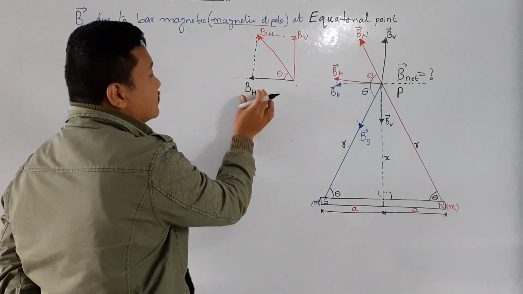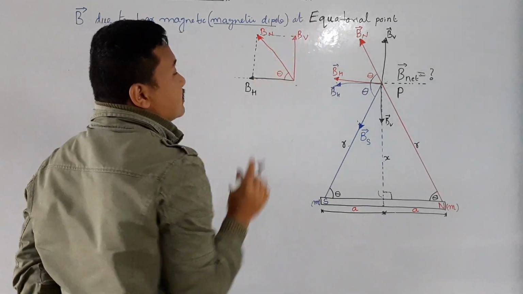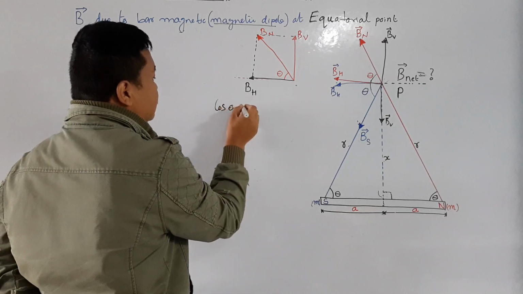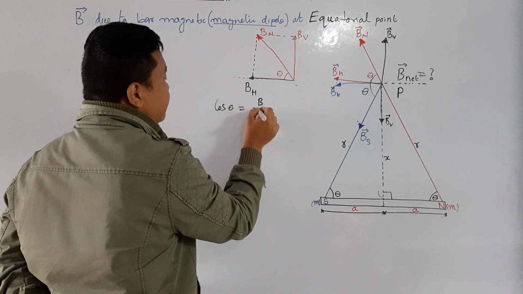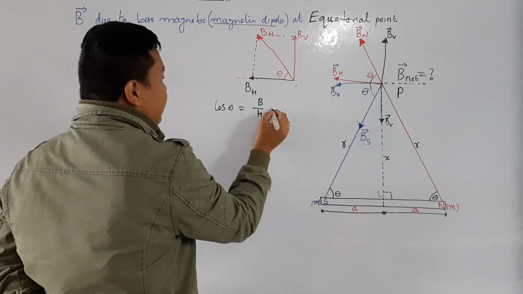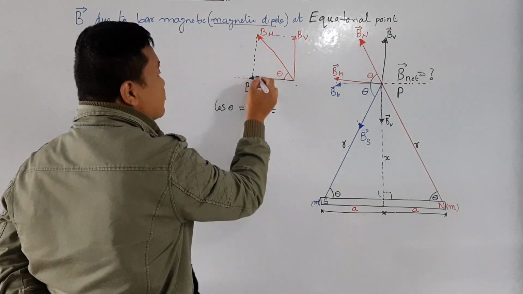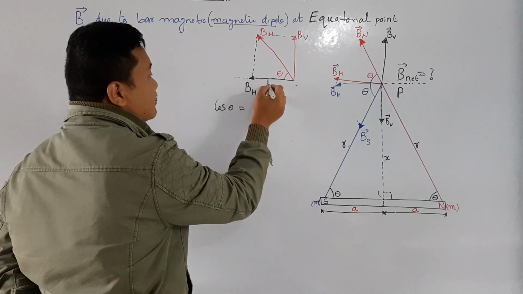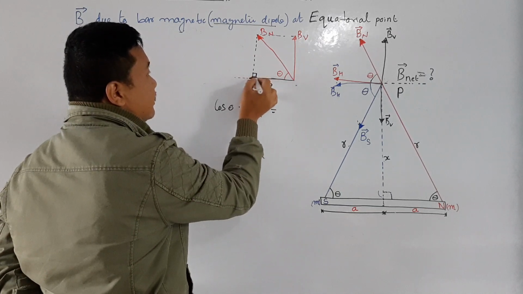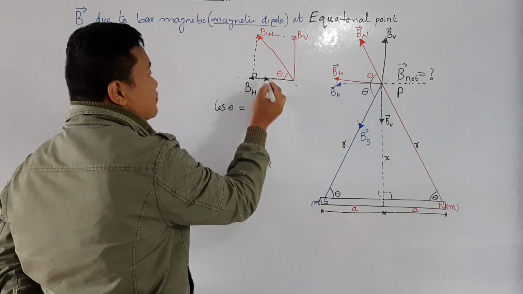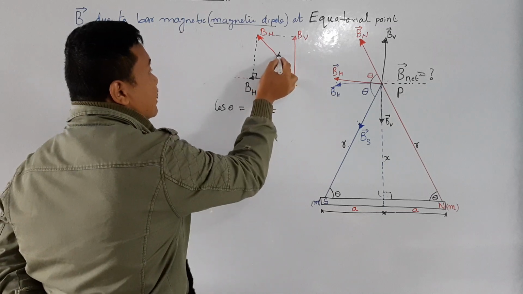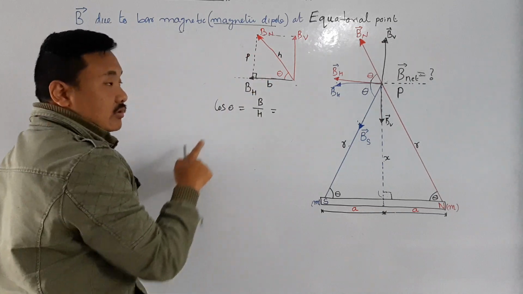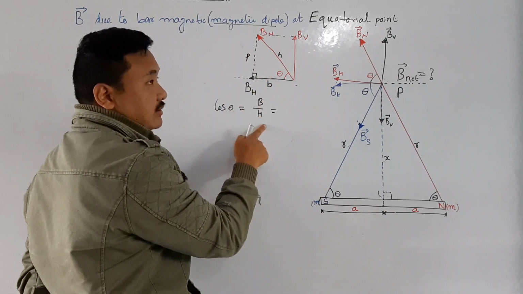Let us see first. So let me find how much is BH and how much is BV. Okay, let me find cos of theta. If you keep this triangle, what is base? So this is my base, and this is perpendicular. Opposite to perpendicular is hypotenuse. So cos theta equal to base by hypotenuse.